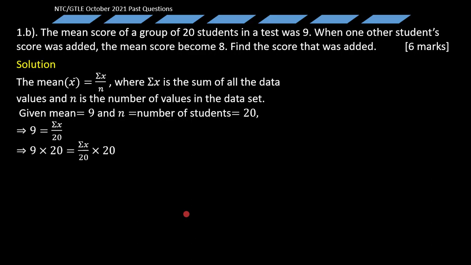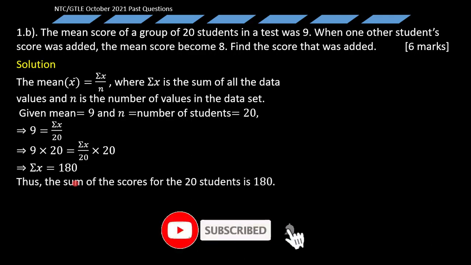And now, multiplying both sides by 20, we get the expression sigma x or summation x is simply going to give us 180, because at this side 20 divides out 20, leaving our summation x as you can see here. And again, 9 times 20 gives us 180. So what does that mean? It means that the sum of the scores for the 20 students is 180.